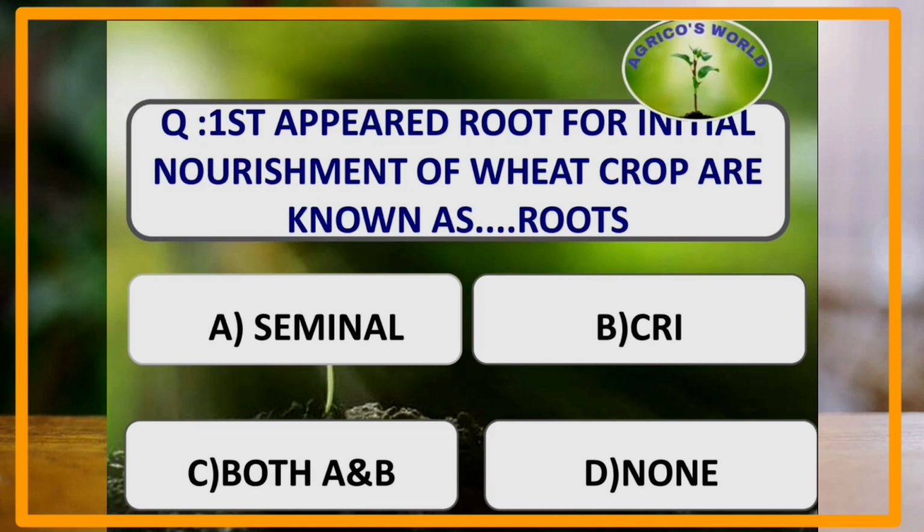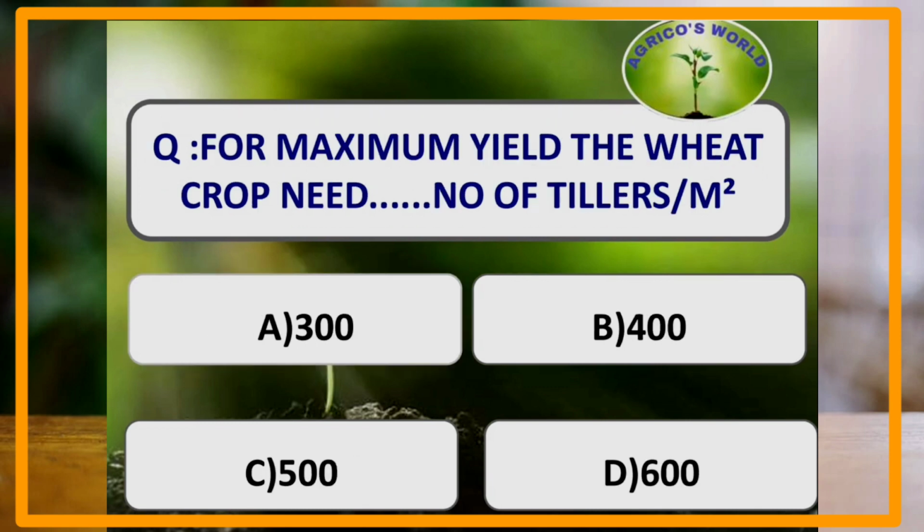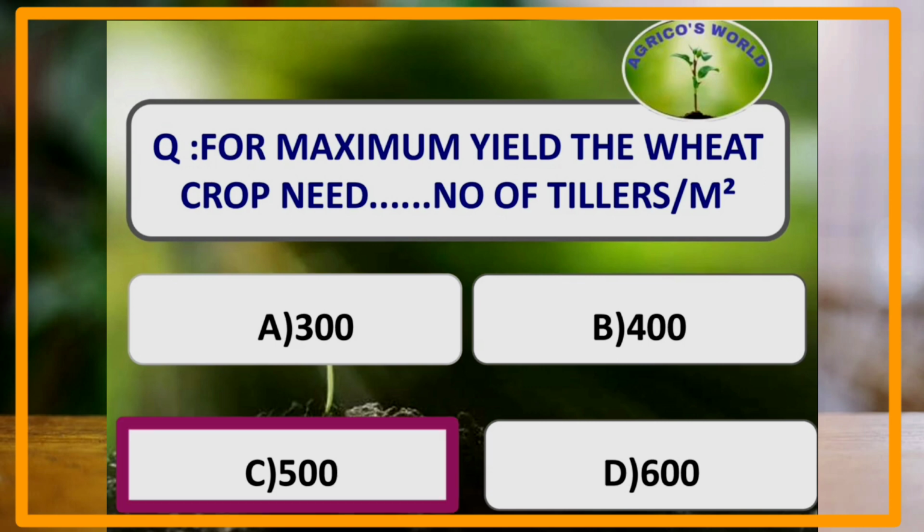The first roots that appear for the initial nourishment of the wheat crop are known as what roots? The first roots which appear for the initial nourishment are called the seminal roots, and these seminal roots disappear after the crown root initiation stage, that is after 21 days after sowing. For obtaining the maximum yield of the wheat crop, how many tillers should be present per meter square? For obtaining the maximum yield, the number of tillers per meter square should be around 500.